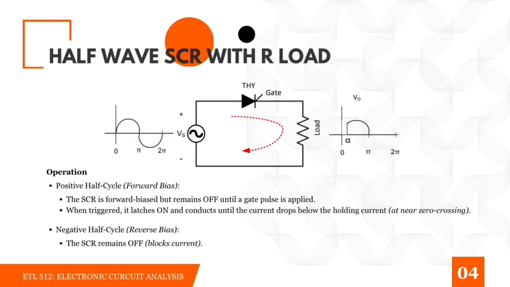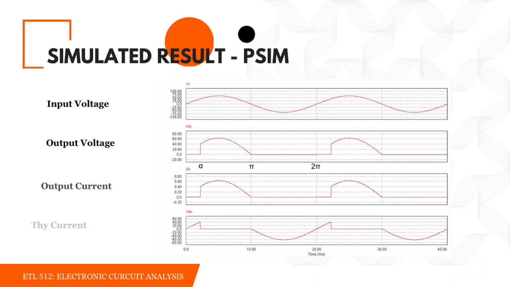During a positive half cycle, the SCR is forward biased but remains off until we apply a gate pulse. Once triggered, it latches on and keeps conducting until the current falls below the holding current, which happens near the zero crossing point. During the negative half cycle, the SCR is reverse biased and blocks the current entirely, meaning no conduction occurs. These are the waveforms for our circuit.